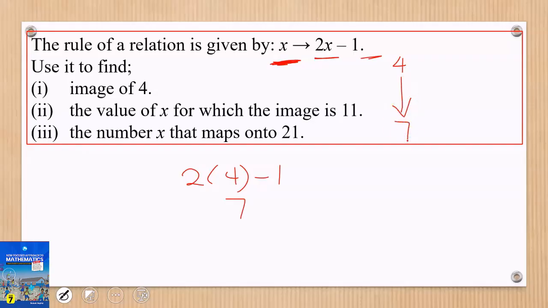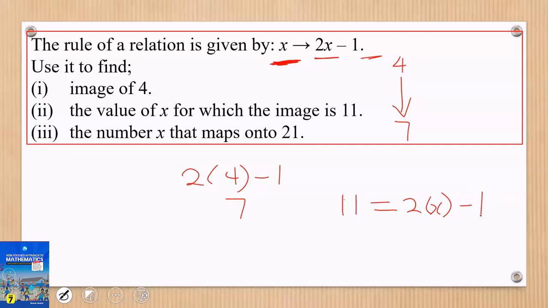Now for what value of x will give us the image of 11? Okay, so here the image is 11. What is the value of x? So we have this minus 1. The image has been given, which is 11. So what is the value of x?